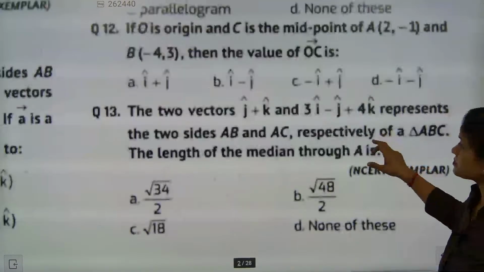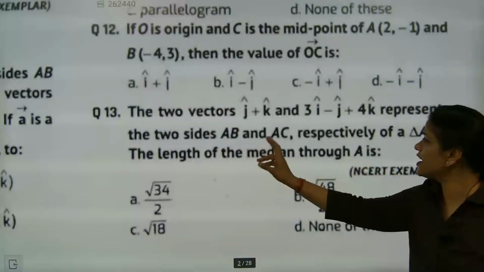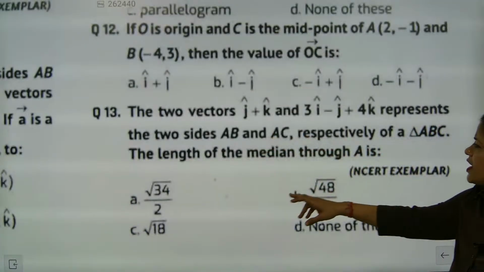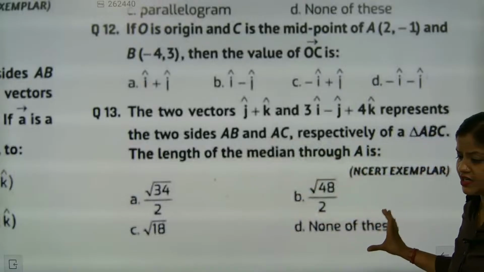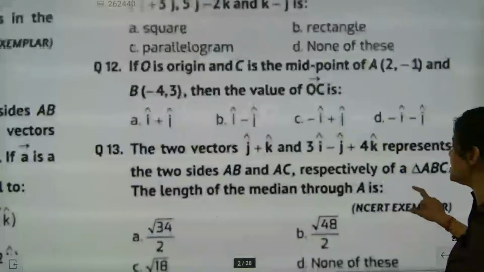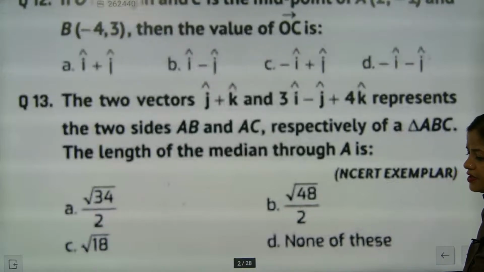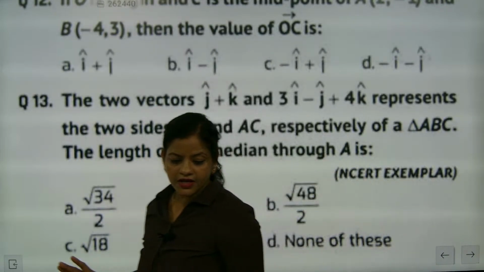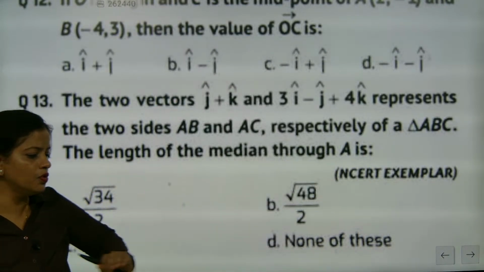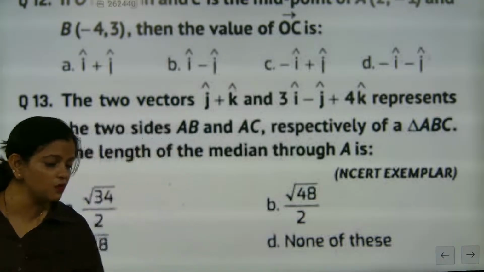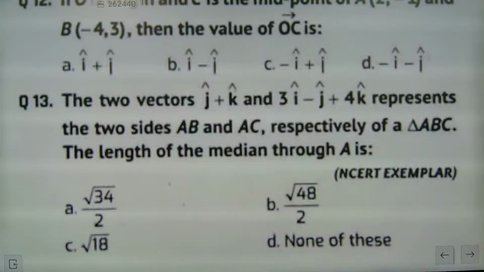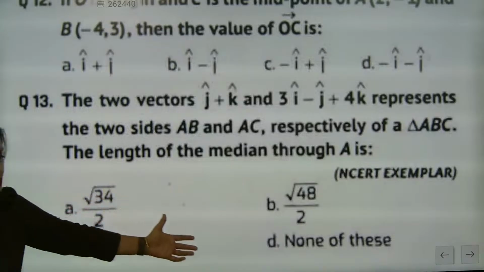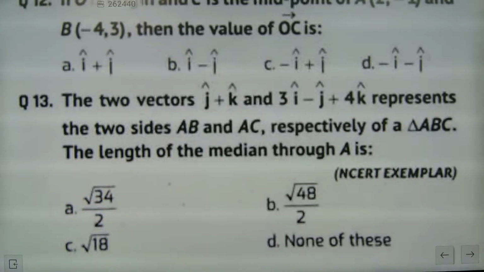Now one question is there. Two vectors represent the two sides AB and AC respectively of a triangle. The length of the median through A. This question is needed: length of median, NCERT Exemplar. This year NCERT Exemplar was ruling in the grade 10 examination, and this year for you also NCERT Exemplar is important. Please kindly solve this question. Don't leave this part.